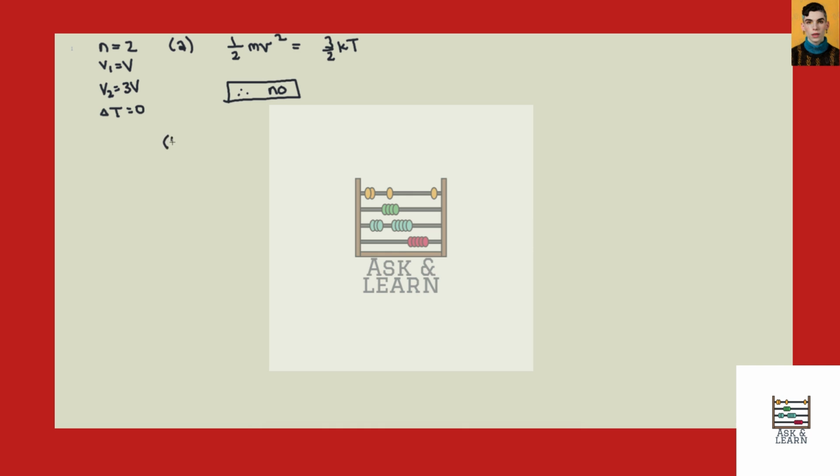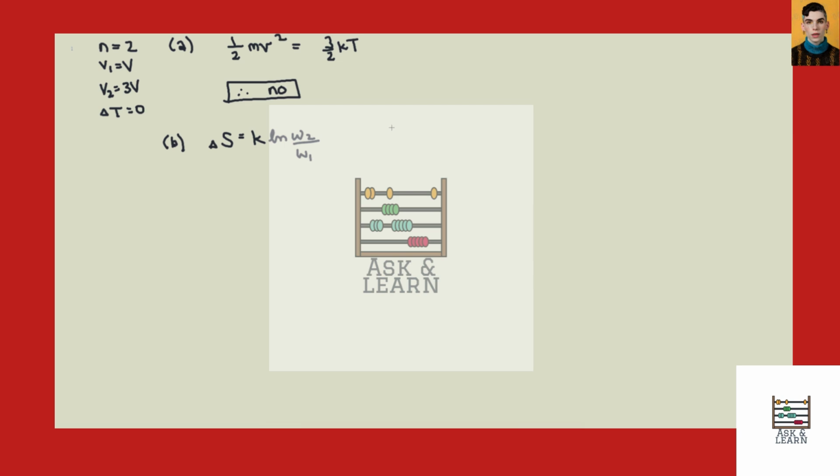Let's move on to part B. Part B asks us to use equation 20.23 to calculate the change in entropy of the gas. Equation 20.23 is written delta S is equal to k ln omega 2 over omega 1, where omega 2 and omega 1 represent the number of accessible states to the gas in states 2 and 1, respectively.